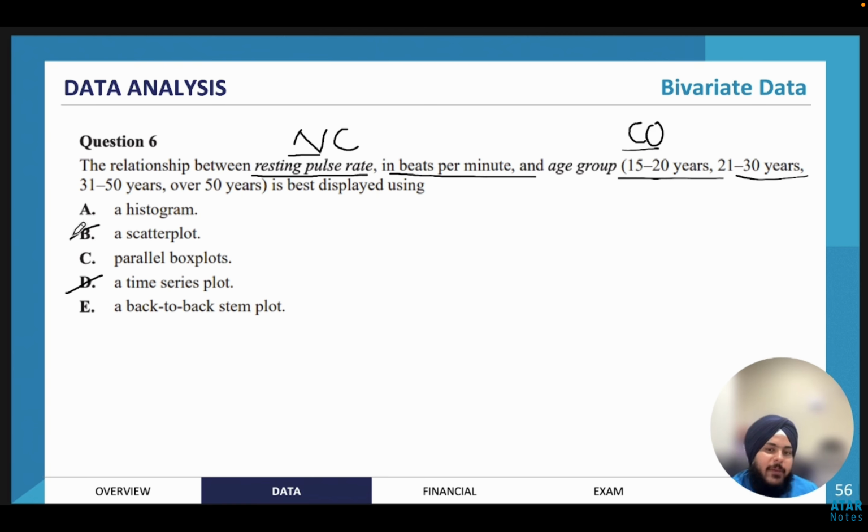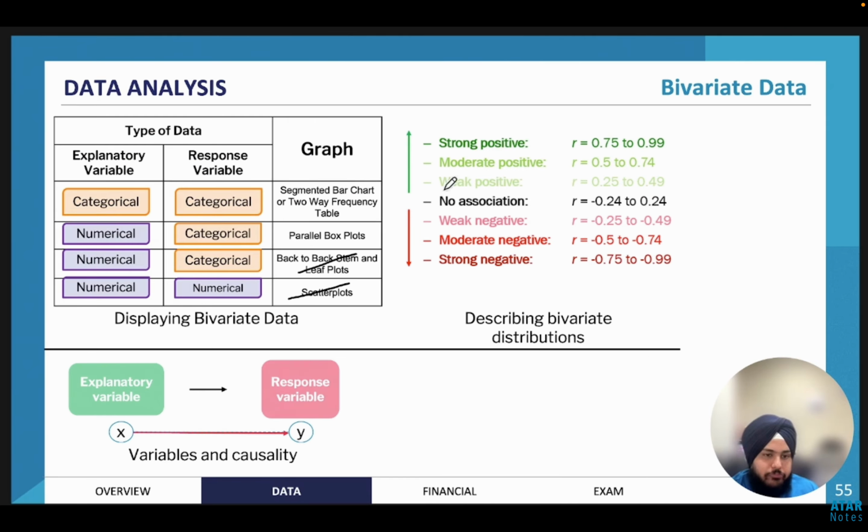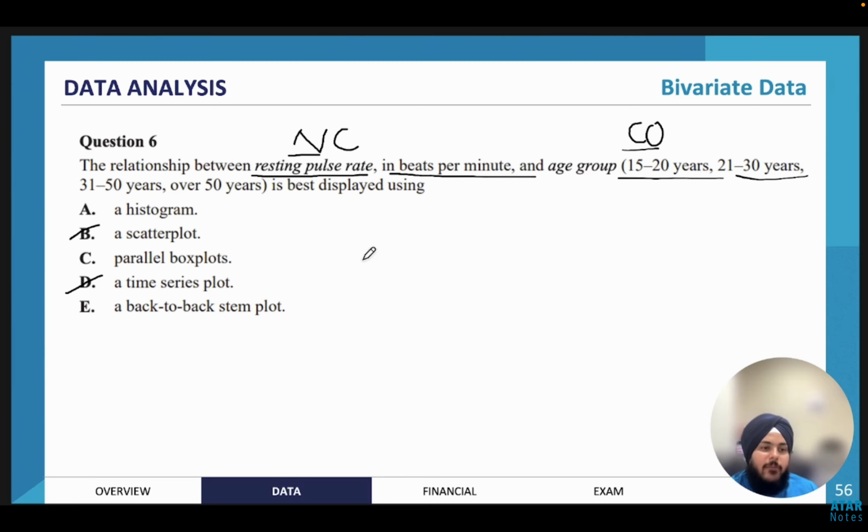A histogram, again, wouldn't be the best way of representing this, because a histogram is usually used to represent univariate data. So no. It's either parallel box plots or stem and leaf plots. So the actual answer here is going to be parallel box plots.